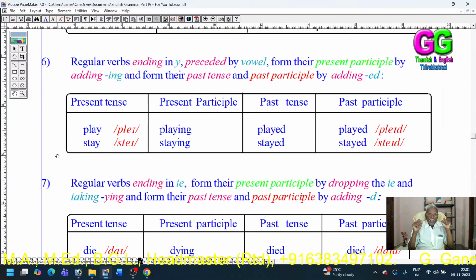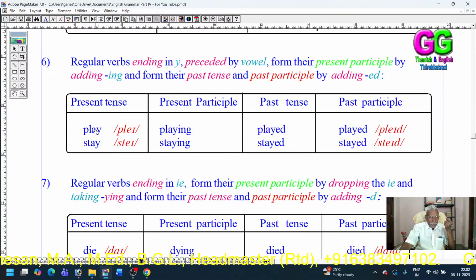Rule 6. Regular verbs ending in Y preceded by vowel form their present participle by adding ing and form their past tense and past participle by adding ed. My dear children, regular verbs ending in Y preceded by vowel form their present participle by taking ing and form their past tense and past participle by taking ed. That's all. Play, stay. Play ends in Y.